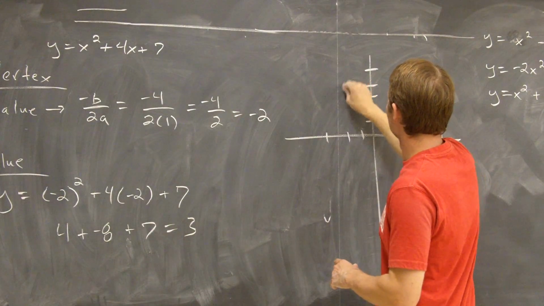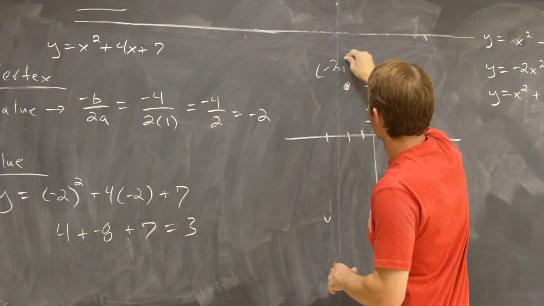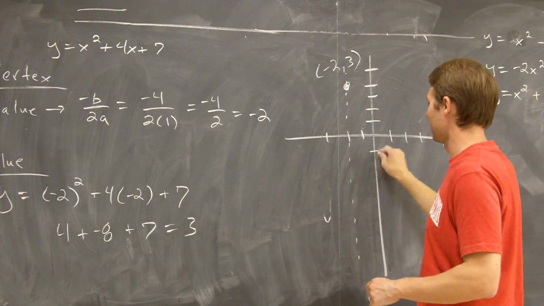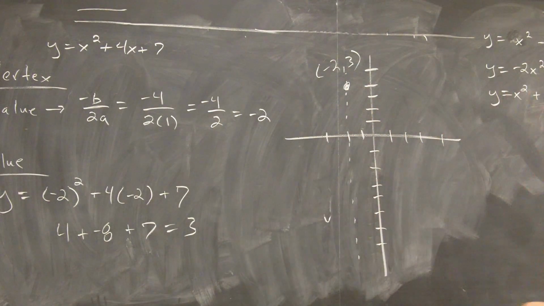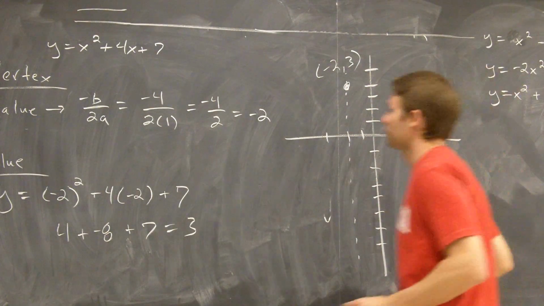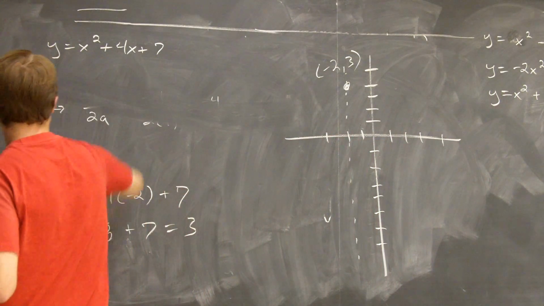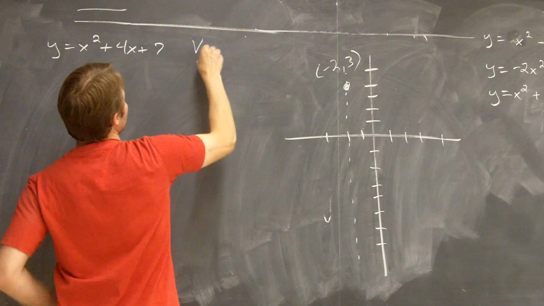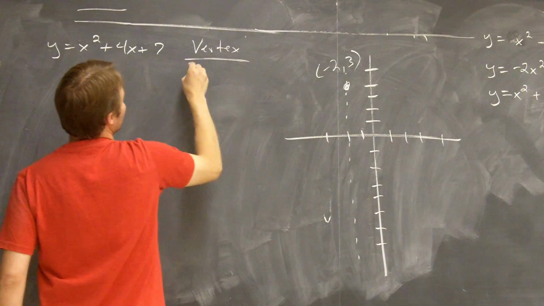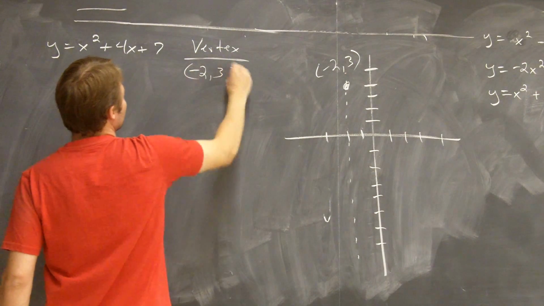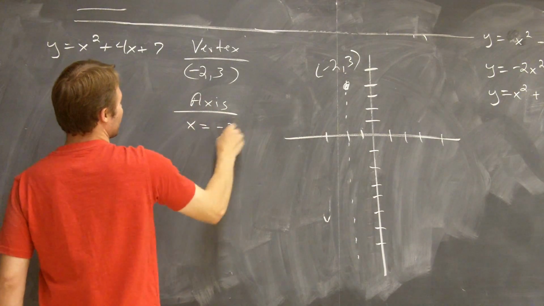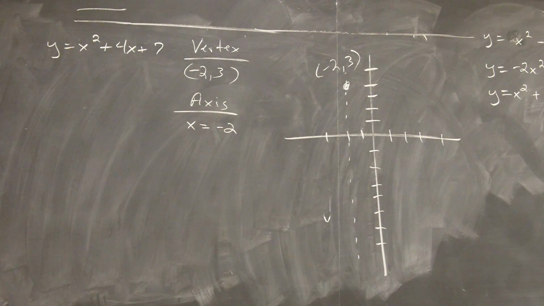So negative 2, 3 will be right here. Okay, so that means our axis of symmetry will just be the vertical line that runs through the vertex. So we'll just make a notation of this. The vertex is at negative 2, 3, and so the axis of symmetry will be the line x equals negative 2.